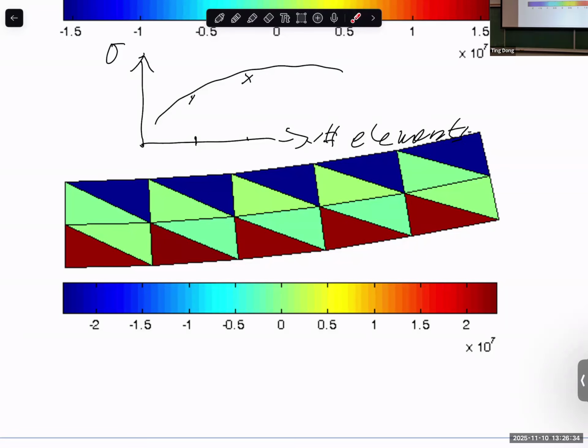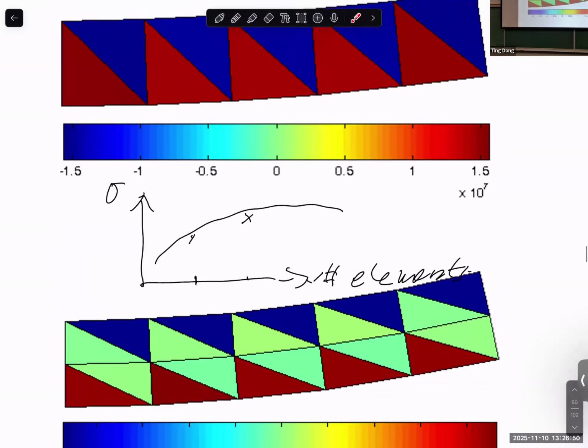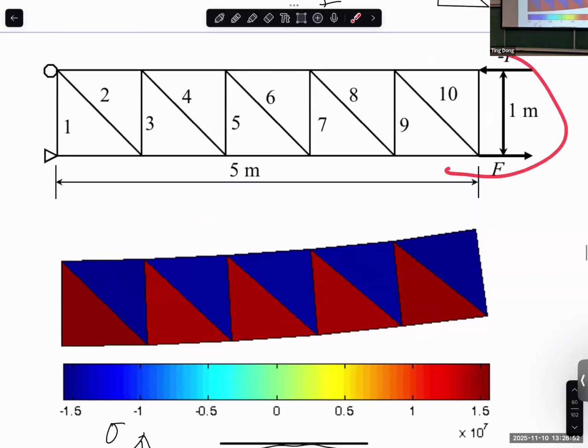5, I actually compare 4. So CST, LST, which is a 6-node triangular element. I also compared the Q4, 4-node rectangular element, and Q8, 8-node rectangular element, and compared the results. Because for this one, if you apply a couple here, it will generate bending moment.